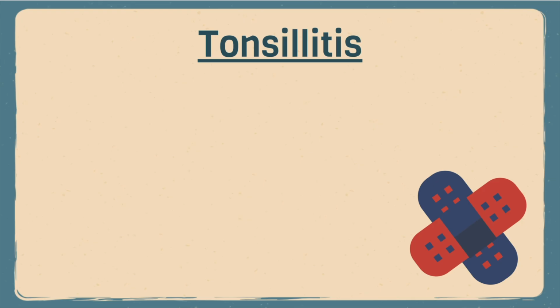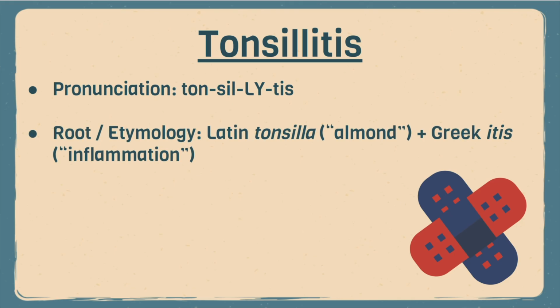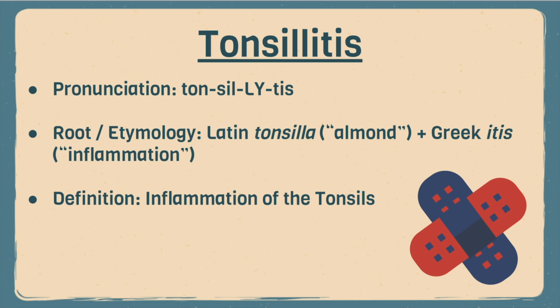The last medical term is tonsillitis. The correct pronunciation is as follows: tonsillitis. This term is composed of one root derived from Latin and one suffix derived from Greek, beginning with tonsilla, which is Latin for almond, and the suffix, which is Greek, itis, or inflammation. This term is defined as inflammation of the tonsils, and synonyms include sore throat or anterior upper neck pain.